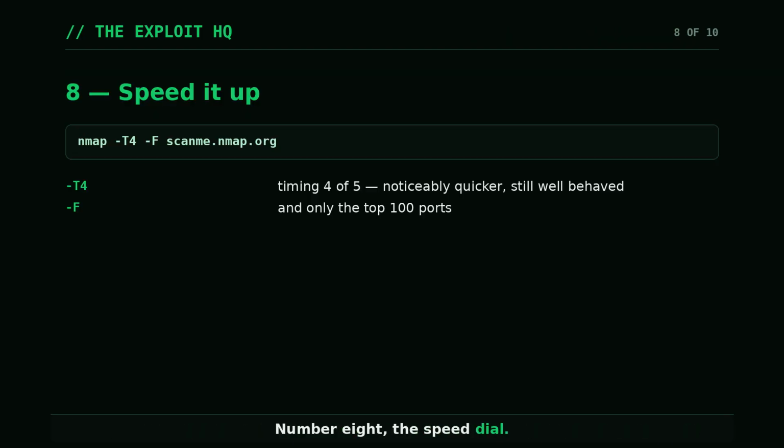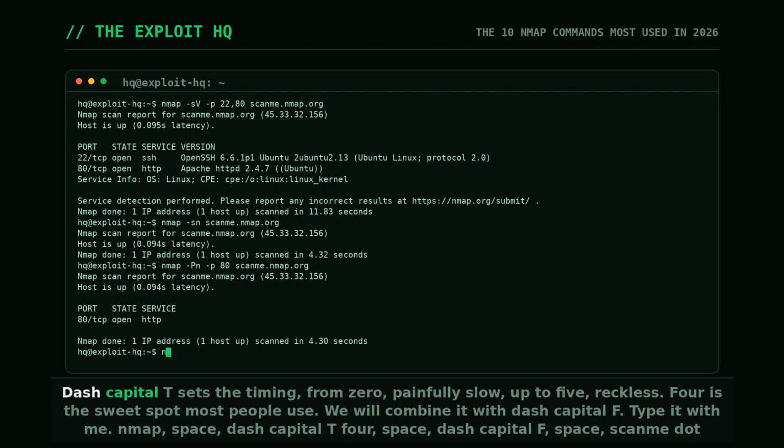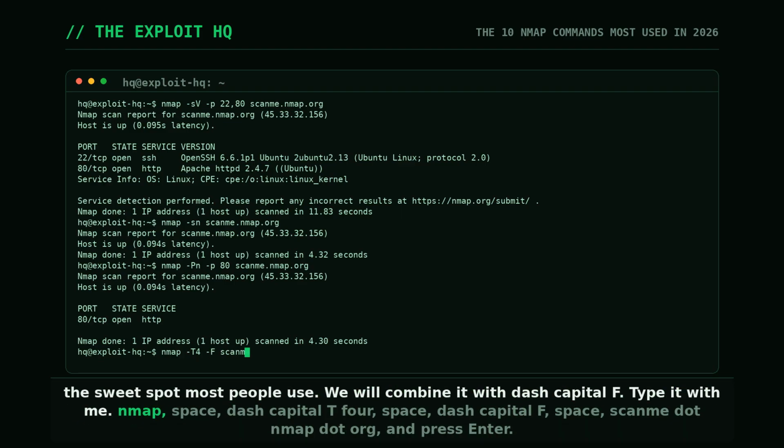Number 8. The speed dial. Dash capital T sets the timing from 0, painfully slow, up to 5, reckless. 4 is the sweet spot most people use. We will combine it with dash capital F. Type it with me. nmap -T4 -F scanme.nmap.org and press enter.